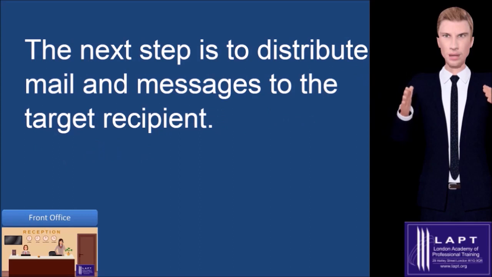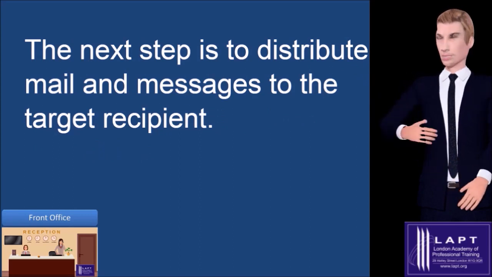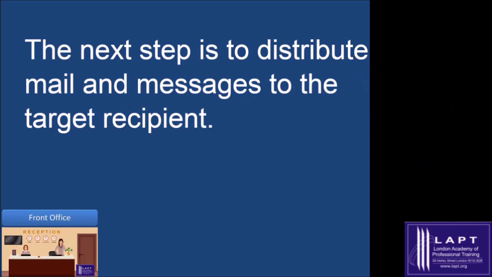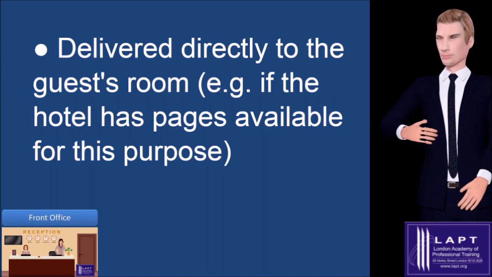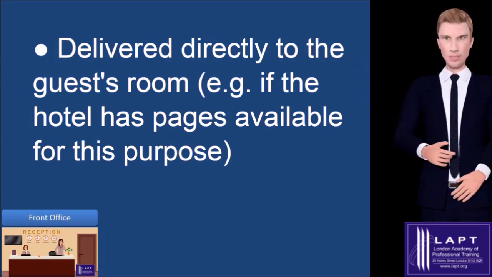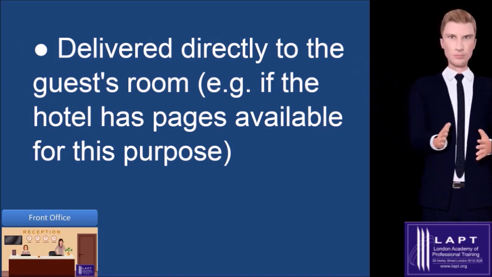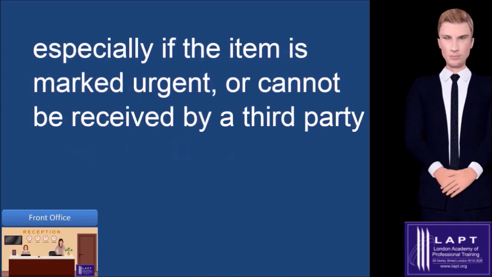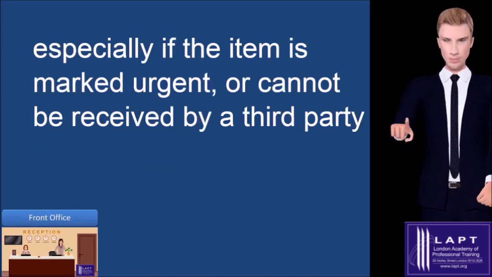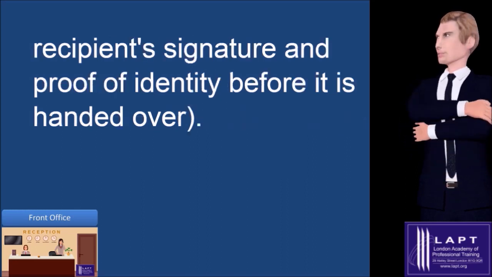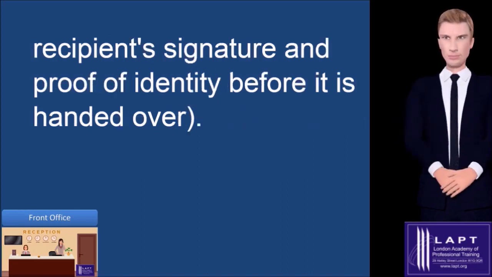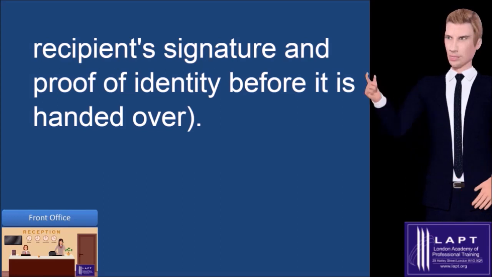The next step is to distribute mail and messages to the target recipient. If the guest is listed in the guest index as currently resident, mail or messages may be delivered directly to the guest's room, for example if the hotel has pages available for this purpose, especially if the item is marked urgent, or cannot be received by a third party, i.e. it requires the recipient's signature and proof of identity before it is handed over.